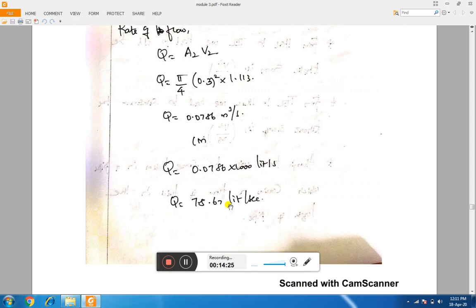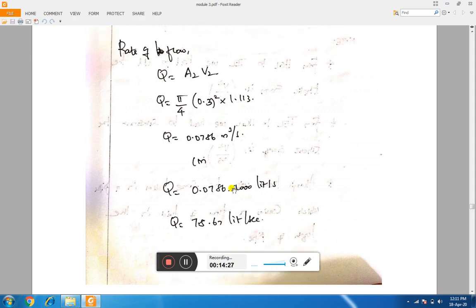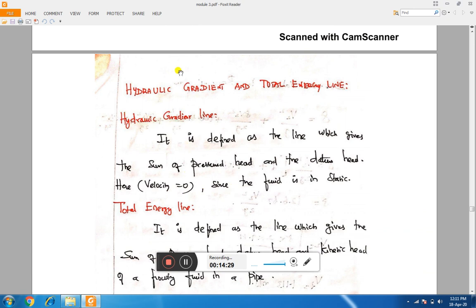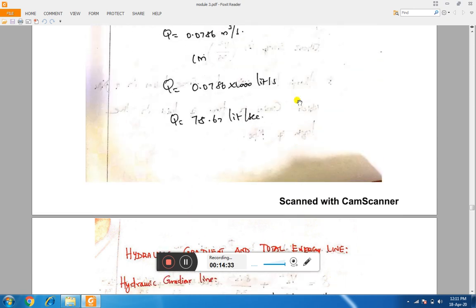So this is a very important problem. Based on this problem, we are going to draw the hydraulic gradient line and total energy line. We will discuss that in the next lecture.